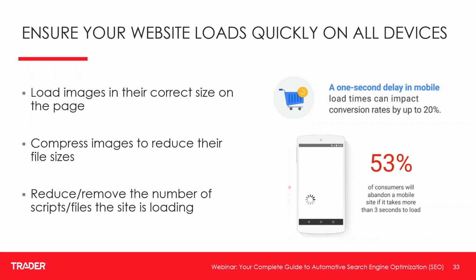These are very small things that websites, not just dealer websites, but websites in general, get wrong all the time. Make sure to load your images in their correct size. What we often find is a webmaster will upload a video or an image, sorry, that's really, really big, and then shrink it down for that device or that page.